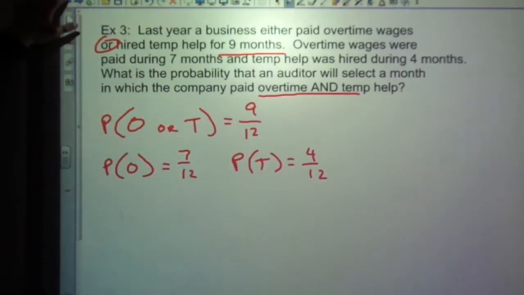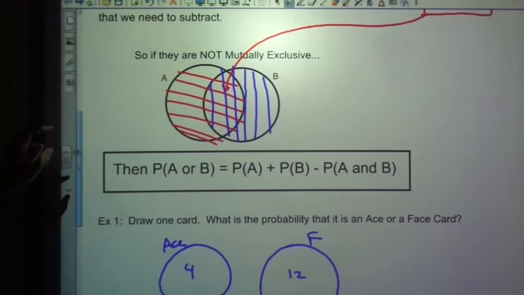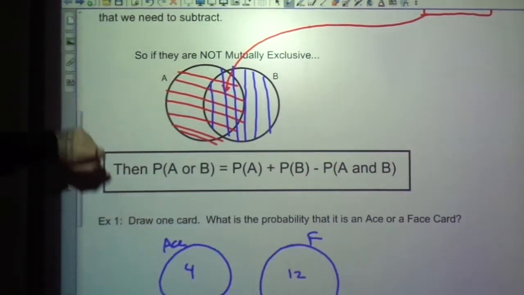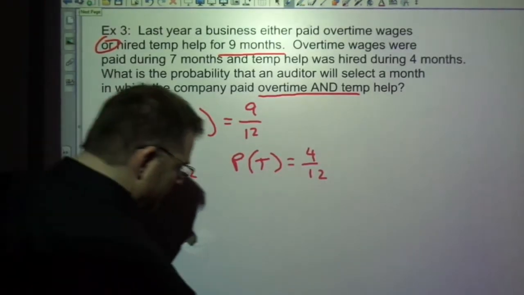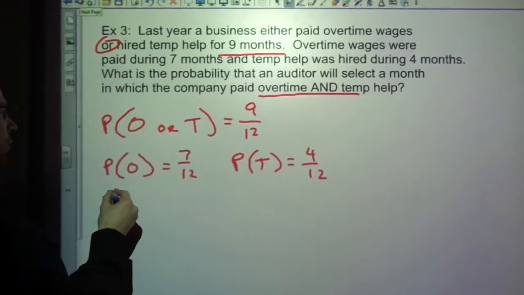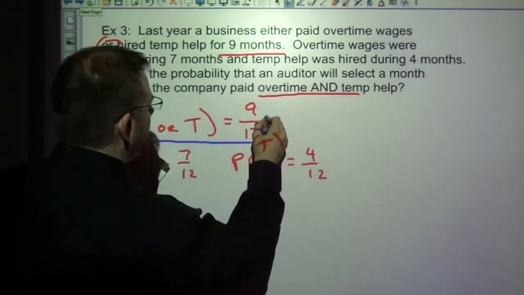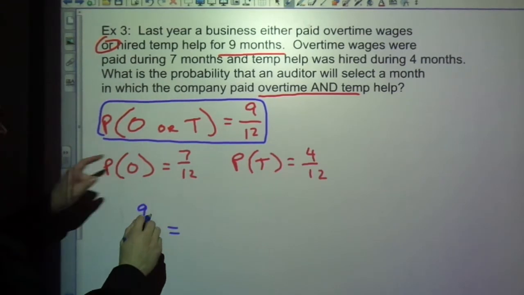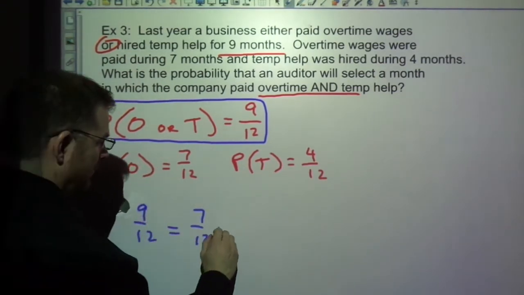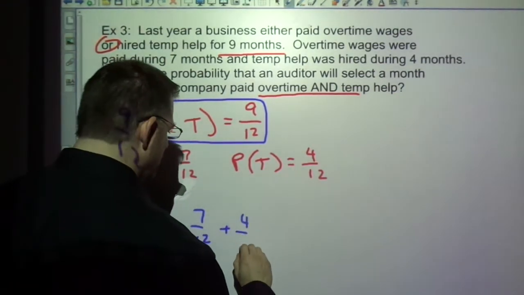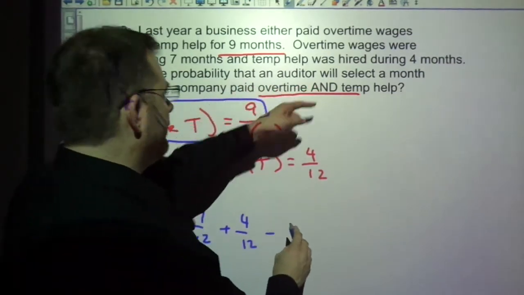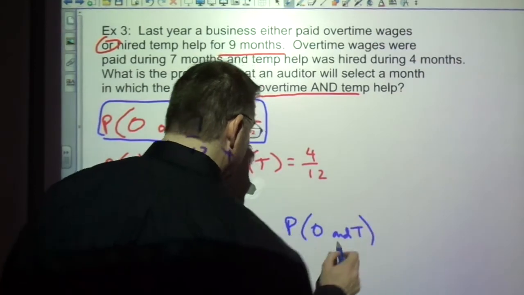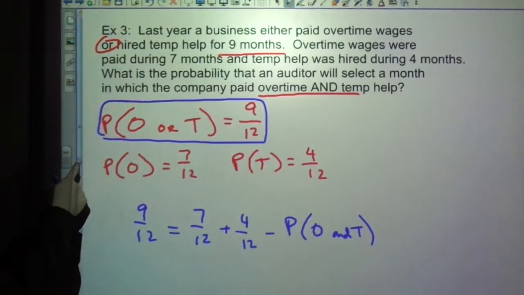Let's go back to our formula. If you remember our formula here, we know this, we know this, we know this. We're trying to find this one. So, probability of overtime or temp, that's here, that's 9/12, equals this one plus this one minus the overlap, the probability of overtime and temp help. So now I have an equation.